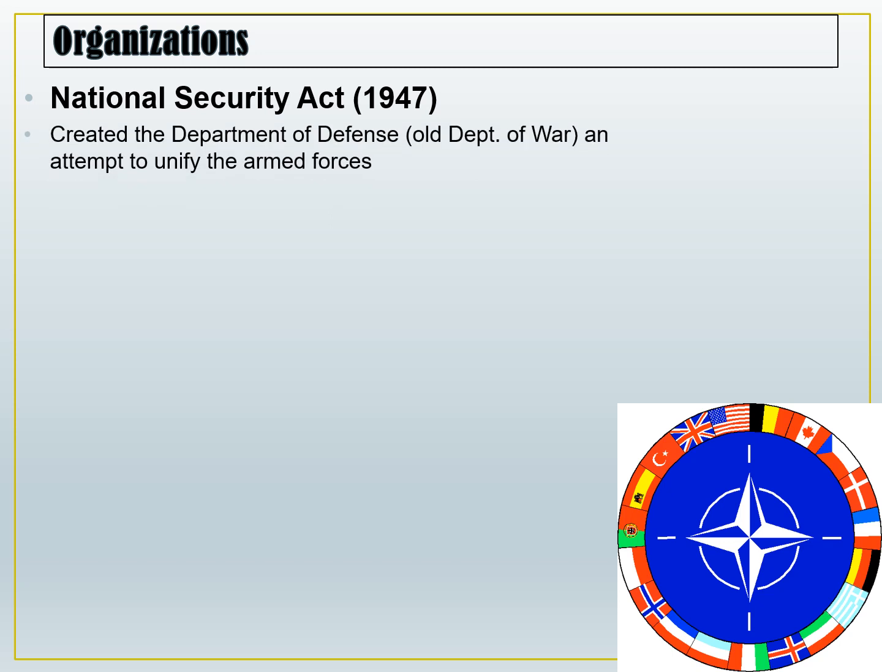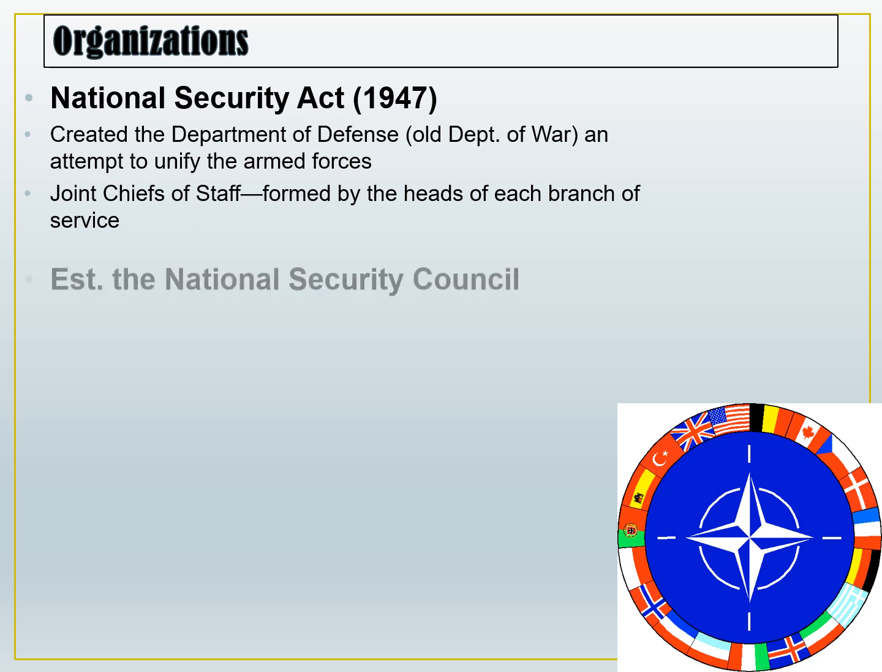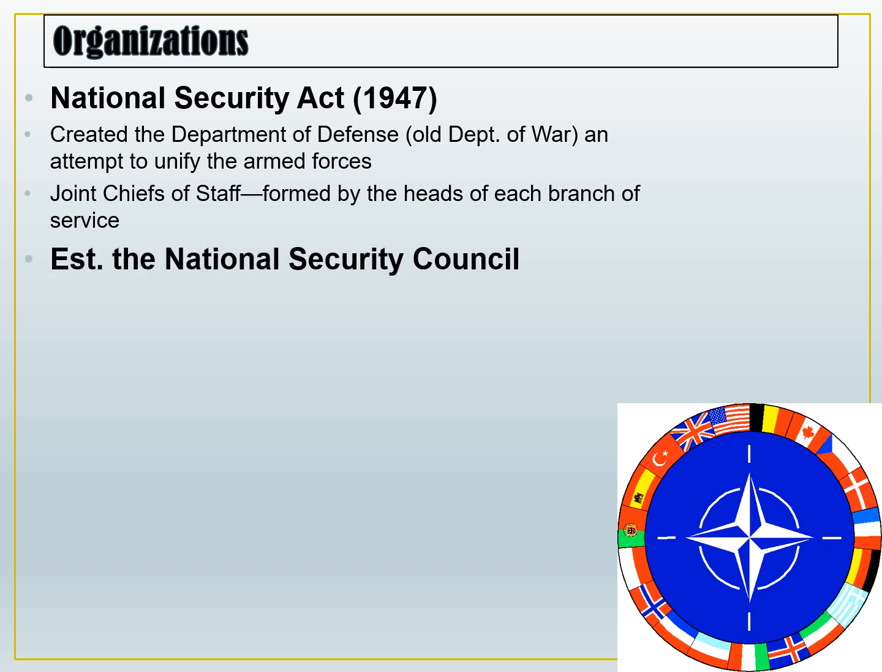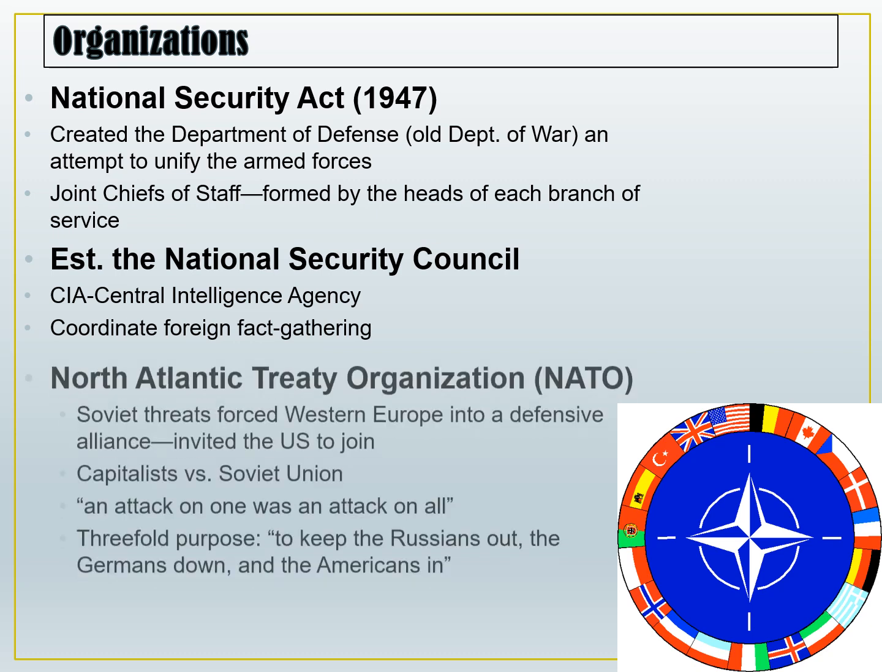1947, Congress passes what's called the National Security Act. This creates the Department of Defense, which was the old Department of War, trying to unify all the armed forces. And so in this, you get what we now know as the Joint Chiefs of Staff, formed by the heads of each branch of the service, except the, can't think of it, but Coast Guard, I'm sorry. This National Security Act does establish the National Security Council. This is where we got the CIA. CIA was our foreign fact-gathering organization.